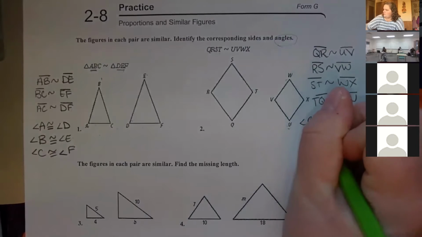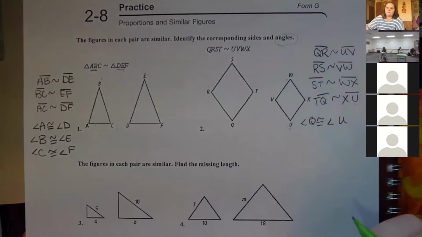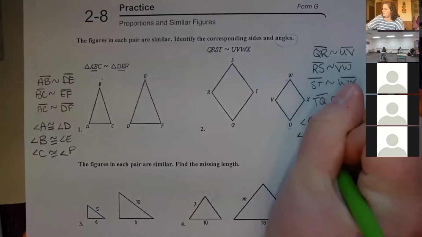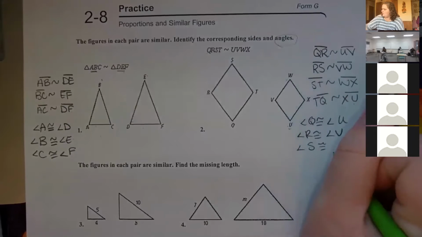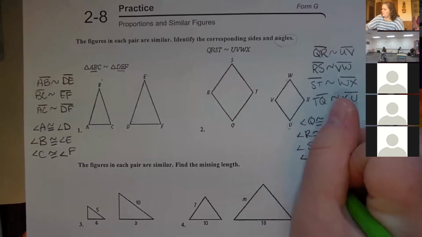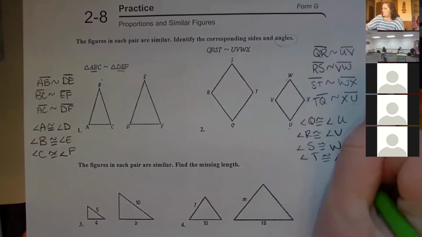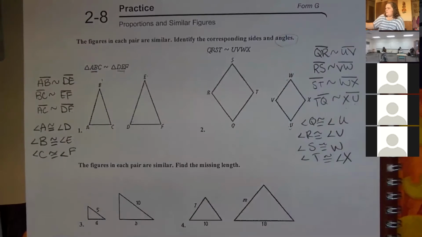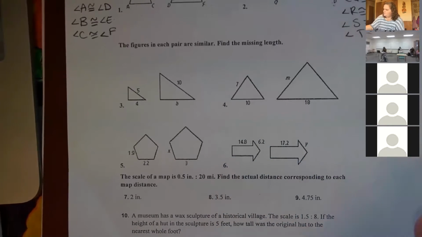So angle Q is congruent to angle U. Okay, they match up. So R is congruent to angle V. Angle S is congruent to angle W, and angle T is congruent, so squiggle equals, to angle X. Okay, we won't have very many like this that you actually have to list it all. This is just to show you for stuff later on. So let's look at number 3.